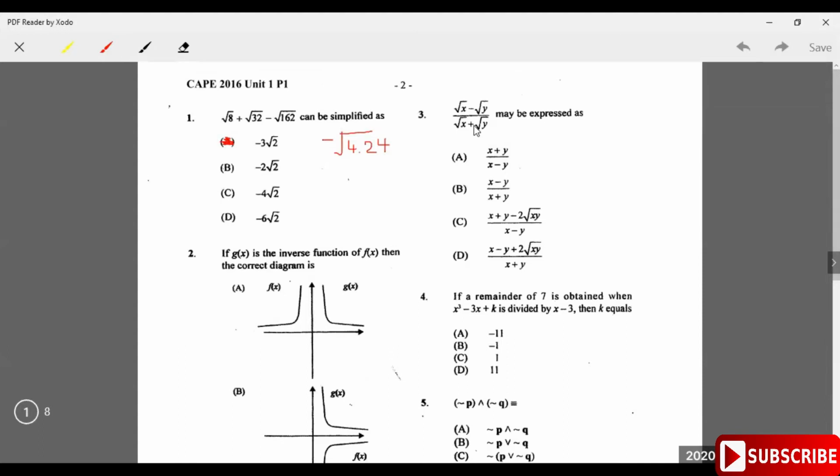Question 3, we're rationalizing. So in order to rationalize, we just need to multiply the numerator and the denominator by the conjugate of the denominator. So we have the root of x minus the root of y, and we'll multiply it by the conjugate of the denominator. The conjugate of the denominator is root of x minus the root of y. So we have root of x minus the root of y, divided by the root of x plus y times the root of x minus y.